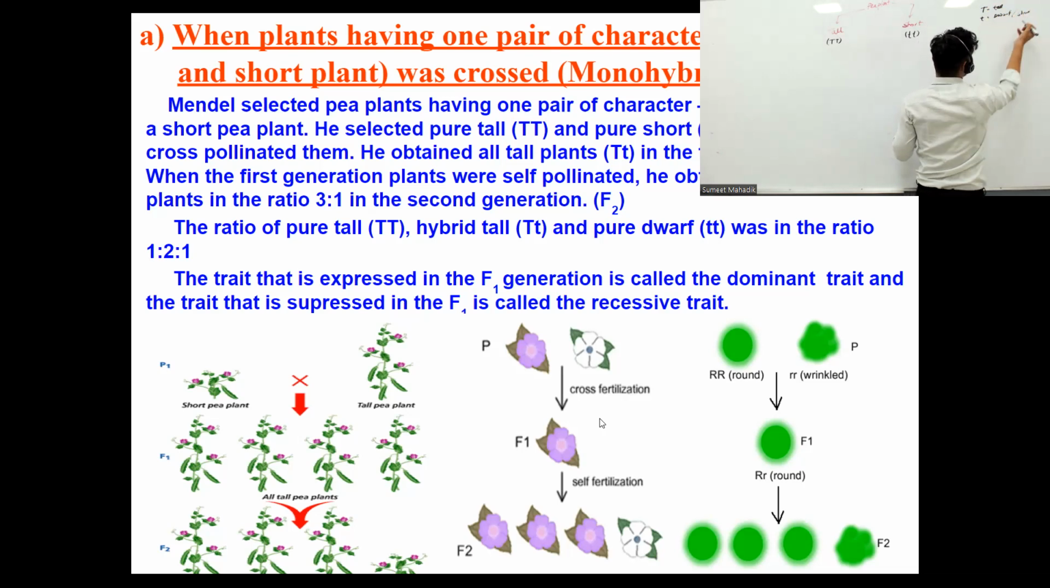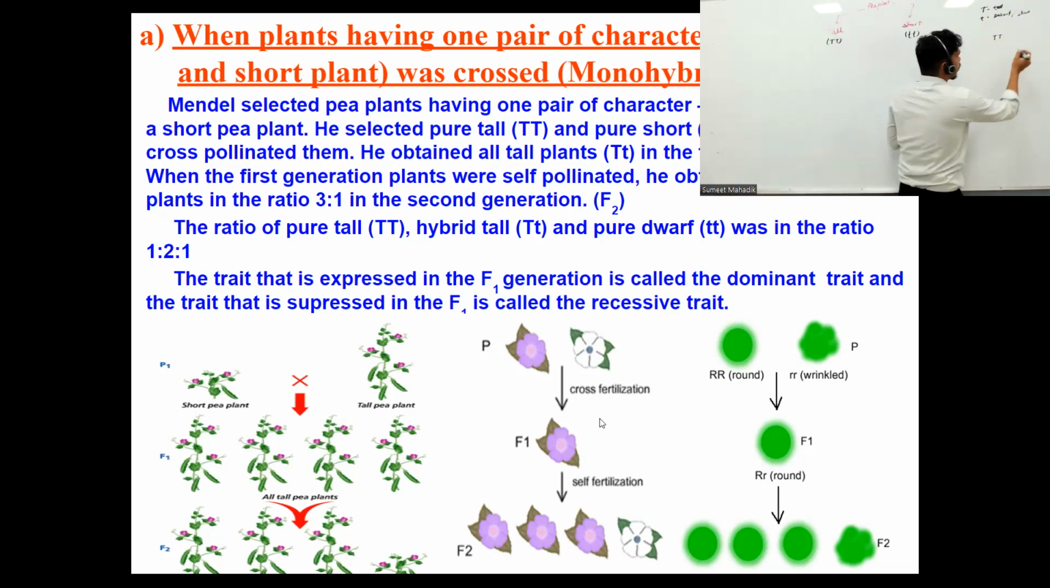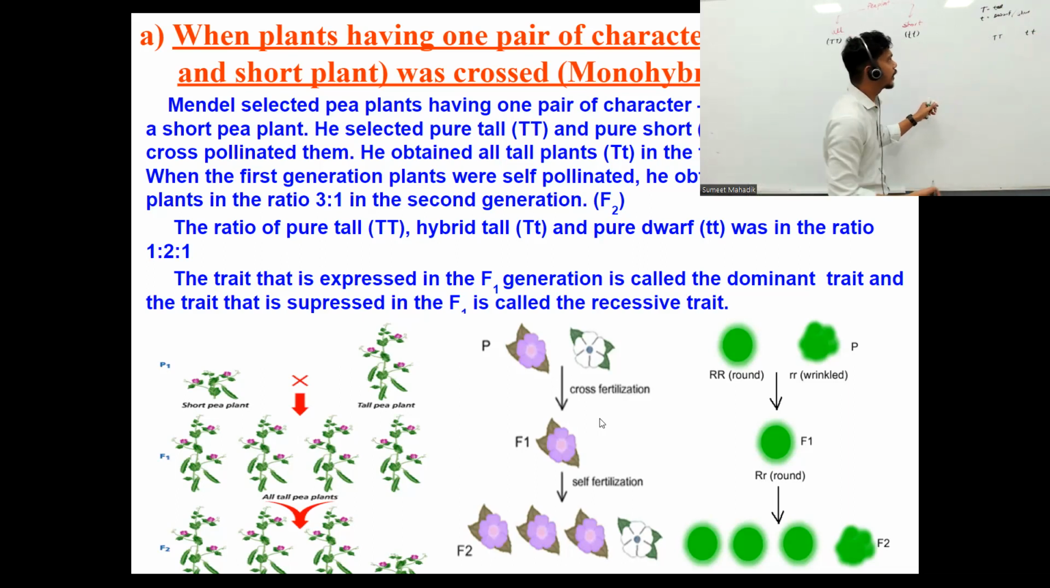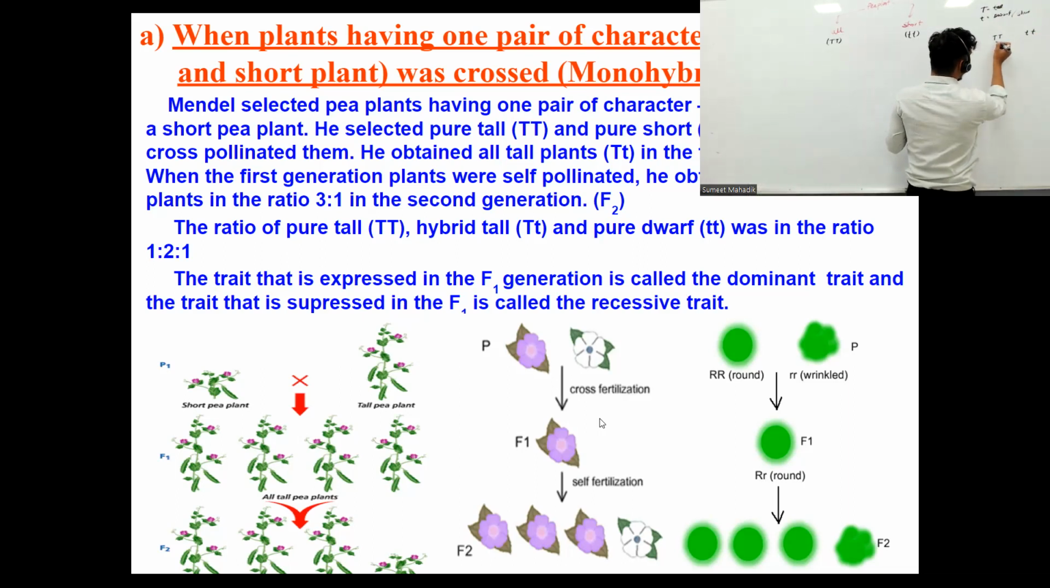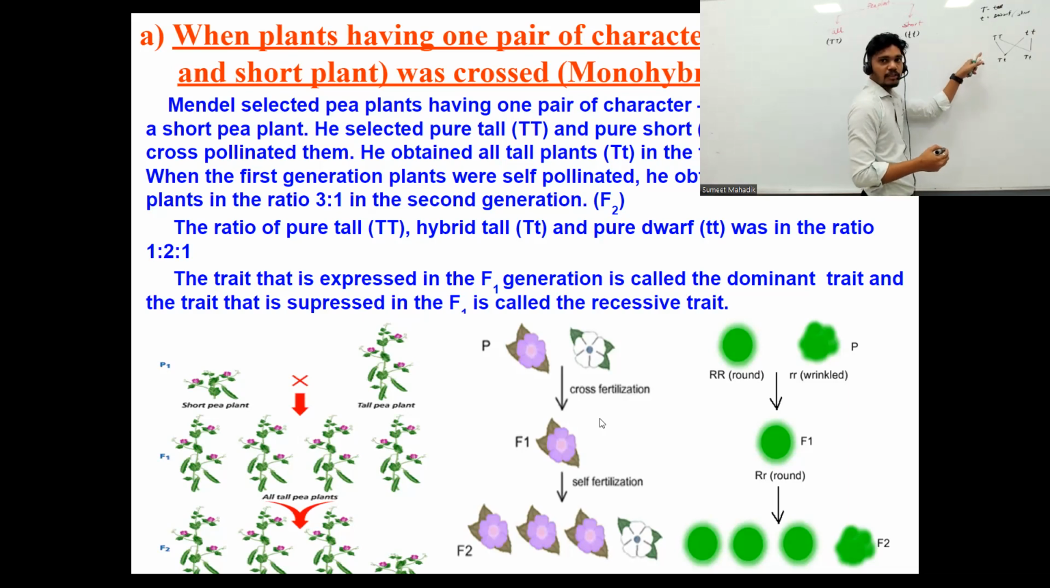Now tell me one thing. If I talk about the first generation, this is pure TT, all tall. This generation is dwarf. Okay, now what is happening? See, if it is combining, you get one capital T and small t. If this combines, you get small t and small t, right? Yes or no? So this is your first generation. But can you find something in the second generation?